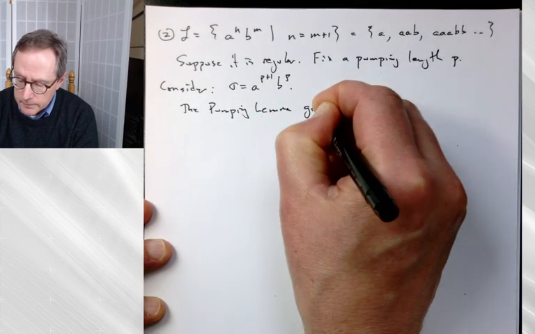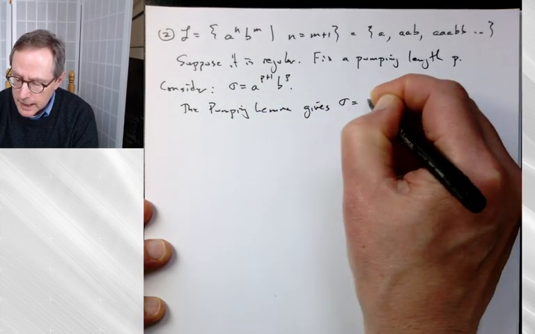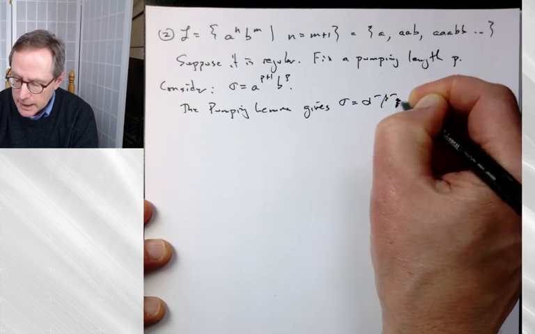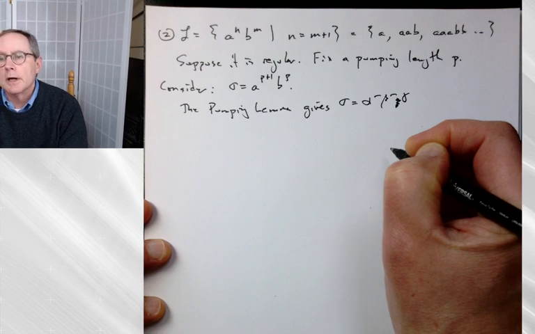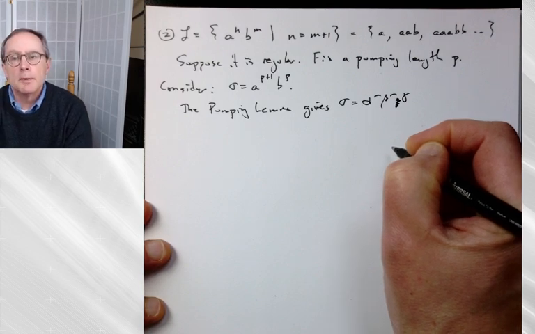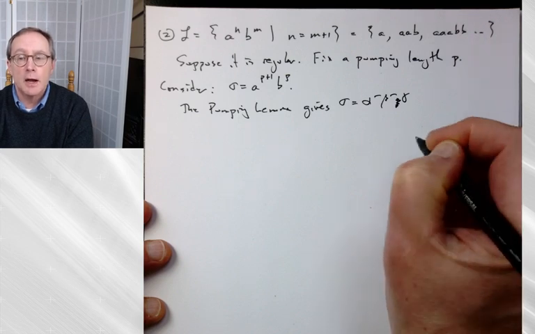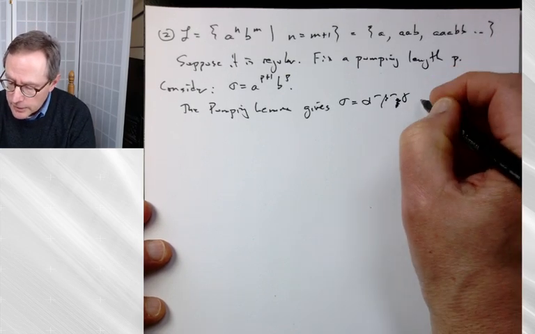So it gives that sigma decomposes as alpha, beta, gamma. Oh, my handwriting is decaying. I'm sorry, I was trying to be good and I'm not being so good. So the pumping lemma gives that there is a decomposition. Not every decomposition, but there is a decomposition that satisfies the three conditions.